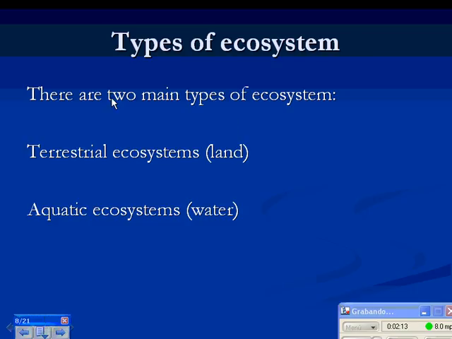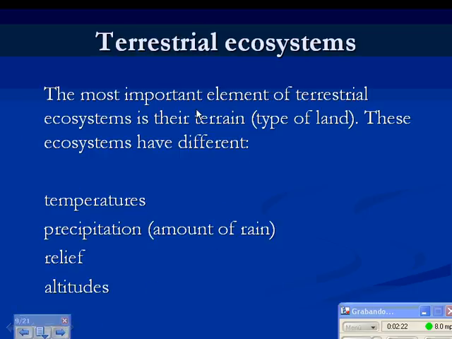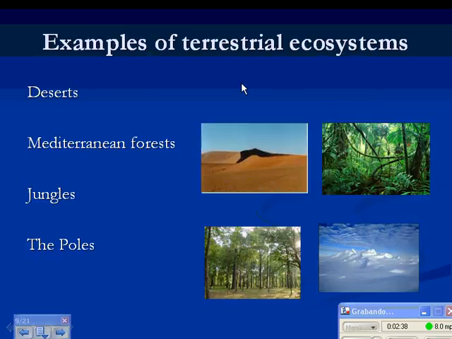Types of ecosystem. There are two main types of ecosystem: the terrestrial ecosystems and aquatic ecosystems. Terrestrial ecosystems. The most important element of terrestrial ecosystems is their terrain, which is the type of land. These ecosystems also have different temperatures, precipitation, which is the amount of rain, relief, and altitudes. Examples of terrestrial ecosystems include deserts, Mediterranean forests, jungles, and the poles.